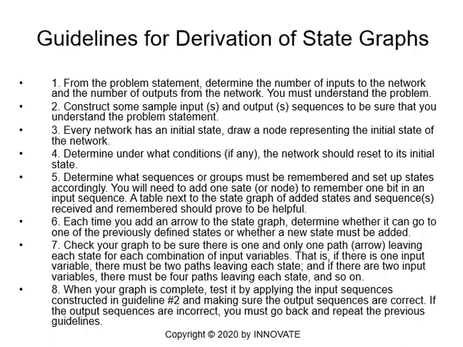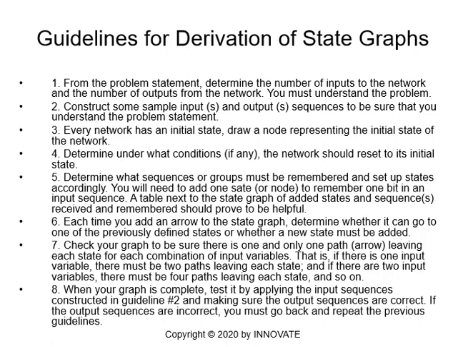Guidelines for derivation of state graphs. From the problem statement, determine the number of inputs to the network and the number of outputs from the network, and you must understand the problem in detail. Construct some sample input and output sequences to be sure that you understand the problem statement. Every network has an initial state. Draw a node representing the initial state of the network, and often we refer to the initial state as A.